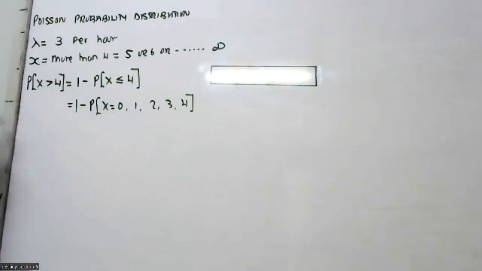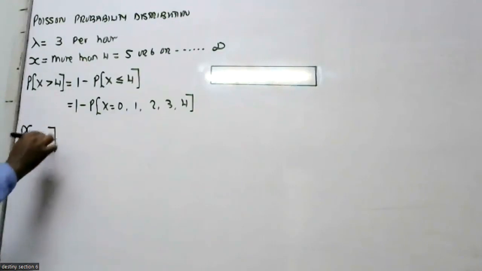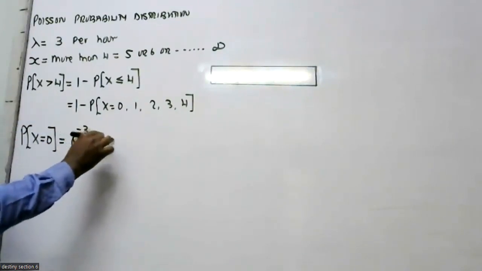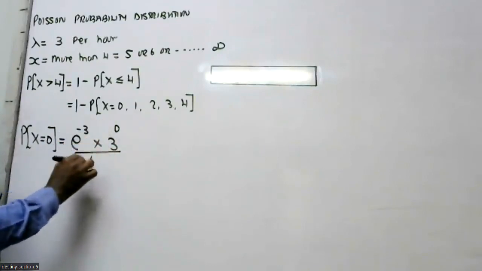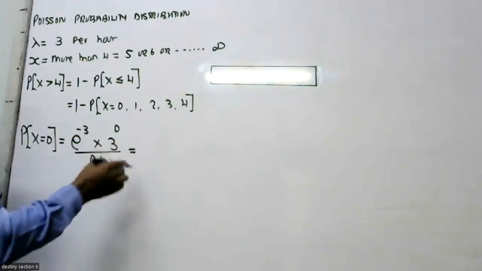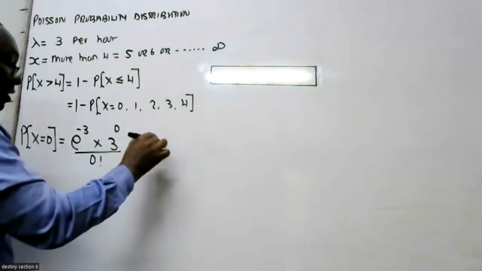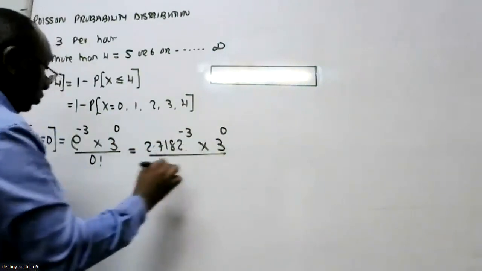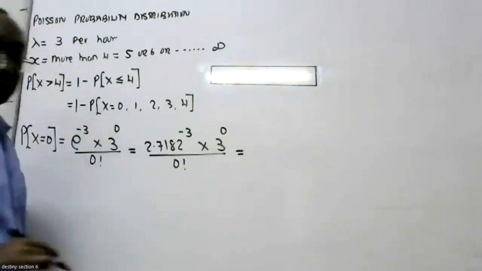We already have the formula up there, so there will be no need of recopying. So the probability that x is 0 is e raised to power minus lambda. Lambda is 3, so e raised to power minus 3, multiplied by lambda, which is 3, raised to power x, 0, divided by 0 factorial. Now you can either go straight to the calculator, but at times I find students having an issue, so we use the normal one first. So this is 2.7182 raised to power minus 3, then 3 raised to power 0, divided by 0 factorial.